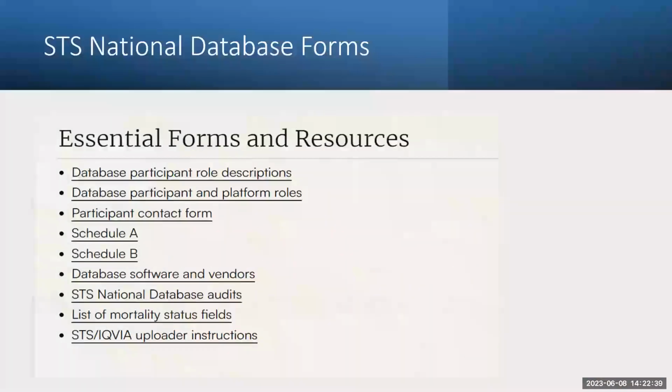Okay. All right. As we scroll down, you're going to see that you have your essential forms and your resources. So as you look at this, you've got your participant contact forms, your Schedule A's, your Schedule B's. This is also where there's information about database software and vendors. This is where the audit information lies now.